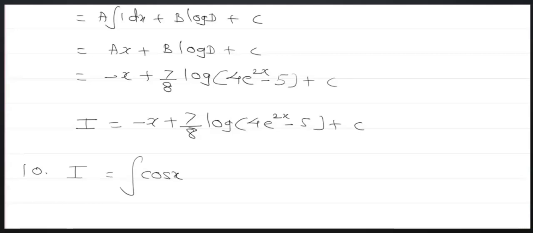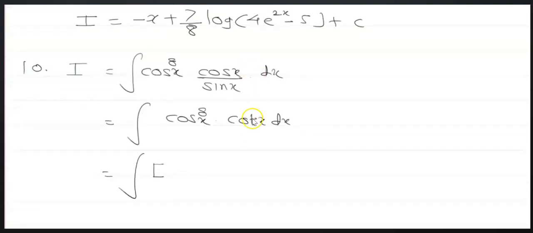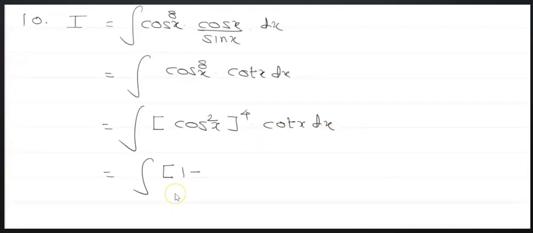That is, I is equal to integral of cos of x bracket raised to 8 and cos x upon sin x dx. Integral of cos of x raised to 8 into cot x dx. Now, cos of x raised to 8 can be written as cos square x bracket raised to 4 cot x. But cos square x means what? 1 minus sin square x bracket raised to 4 into cot of x.